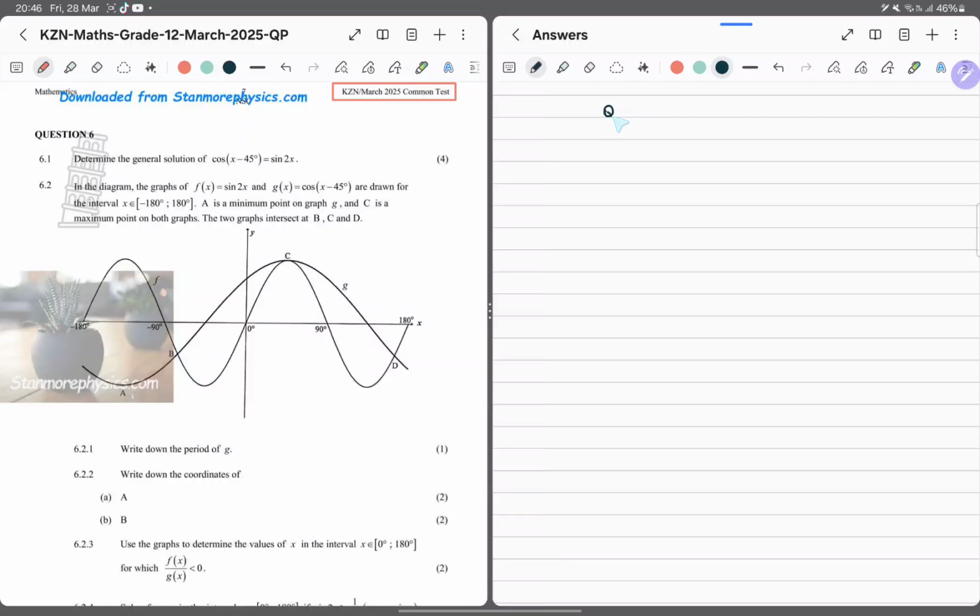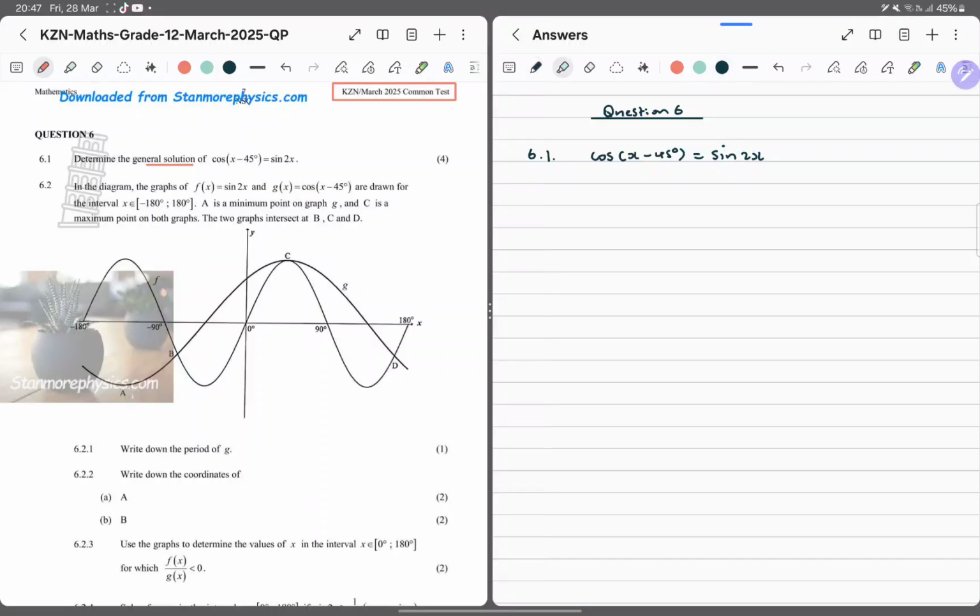So we have discussed trig functions and identities. So all of these things come together in this question. So you need to be able to handle them well. Okay, first question, we need the general solution of this equation, okay? Anyway, so 6.1, we have cos of (x minus 45 degrees) equals sine 2x, okay?